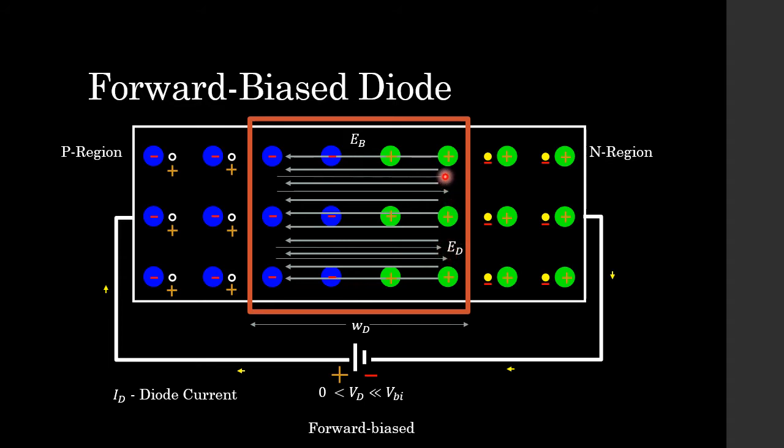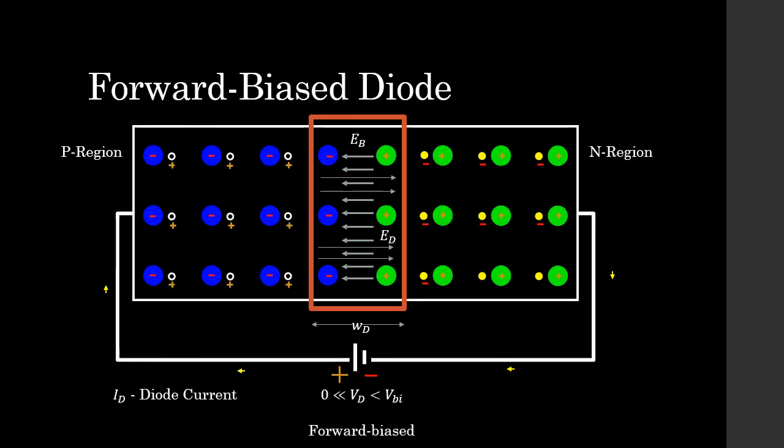And you can see that these very thin gray lines are this weak electric field ED, and EB is the electric field that is created by our barrier potential. Now we do see that there is some current that flows, although it is very little current. In fact, it's negligible when you are operating in this region, and this is known as ID, which is the diode current. But now what happens when we start to turn up VD and start increasing the strength of this electric field ED, which is in the opposite direction to our barrier potential electric field?